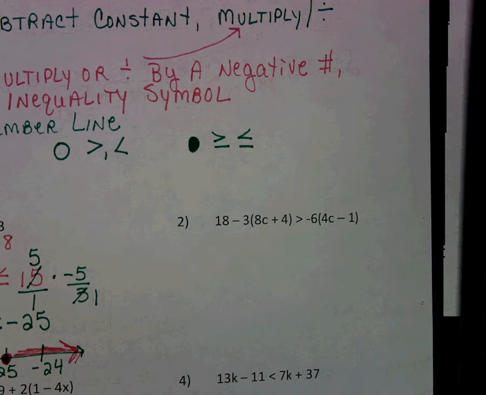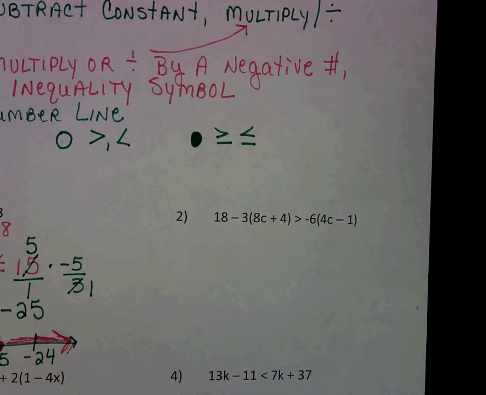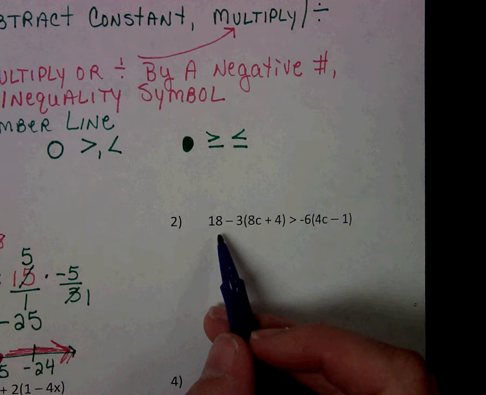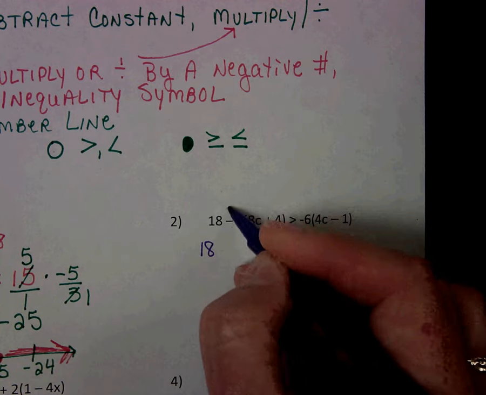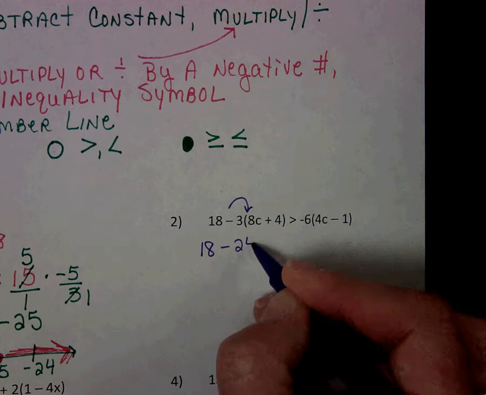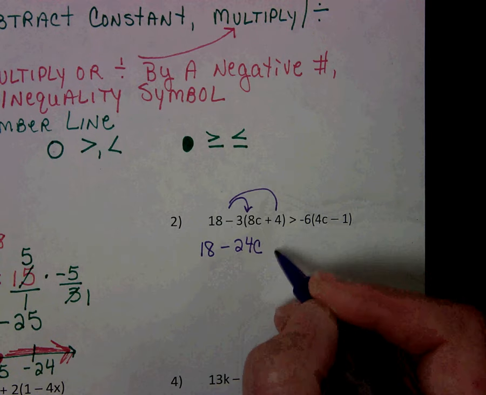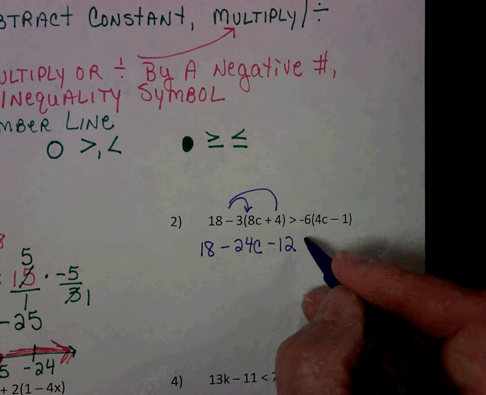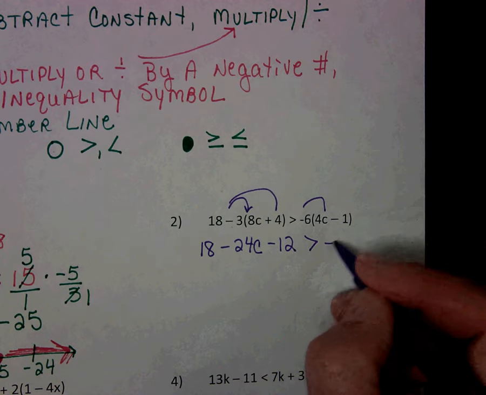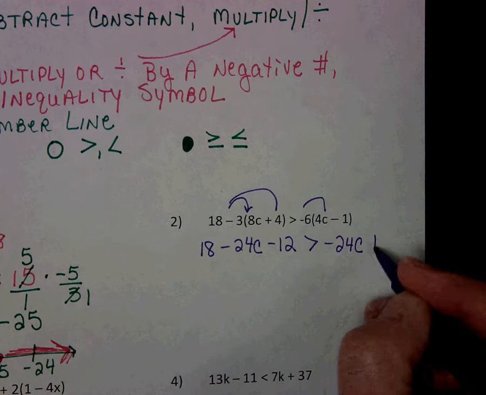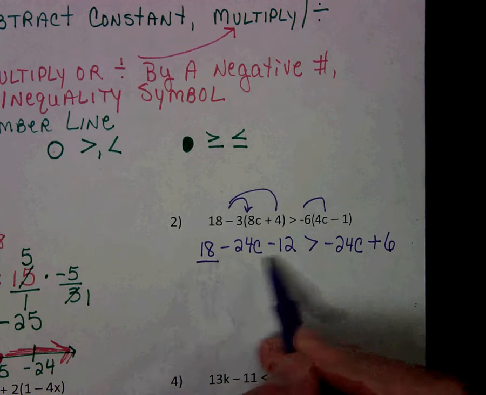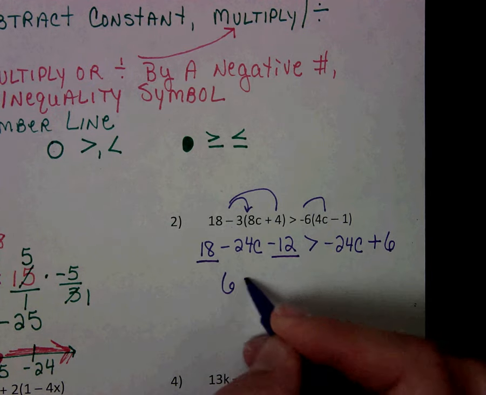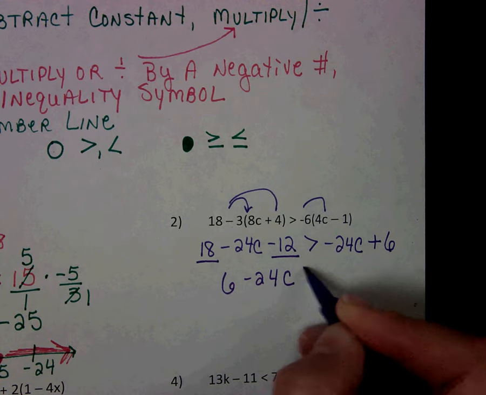Okay, let's look at number 2. We have parentheses, so we need to take care of the parentheses first. So negative 24c minus 12 is greater than negative 24c plus 6. Okay, let's combine like terms over here. 6 minus 24c.